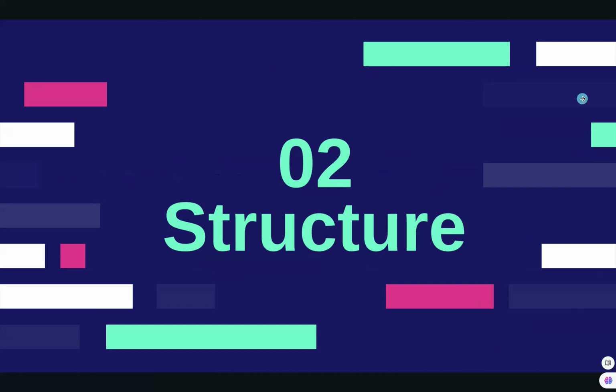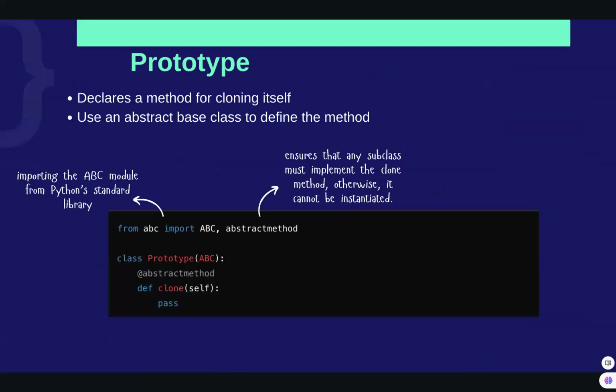Now let's look into the structure of the prototype design pattern. This pattern involves three main concepts: the prototype, the concrete prototype, and the client. First, we have the prototype. It's an interface that declares a method for cloning itself. Think of it like a blueprint for objects that we can make copies of. We use an abstract base class to define this blueprint.